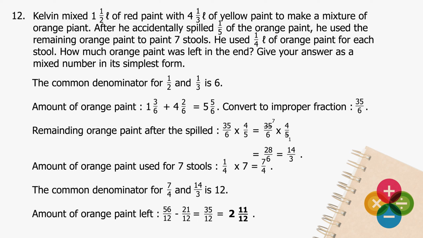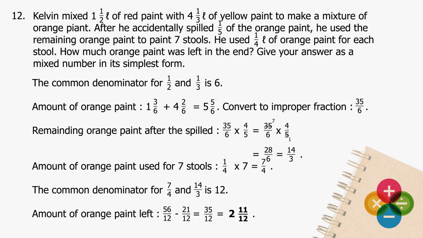The remaining amount of orange paint after the spill will be multiply 35/6 by 4/5, and it is equal to multiply 4/1 by 7/6, and the product is 28/6. Convert 28/6 to simplest form will be 14/3. The amount of orange paint used for 7 stools will be multiply 1/4 by 7, and the product is 7/4. The common denominator for 7/4 and 14/3 is 12.